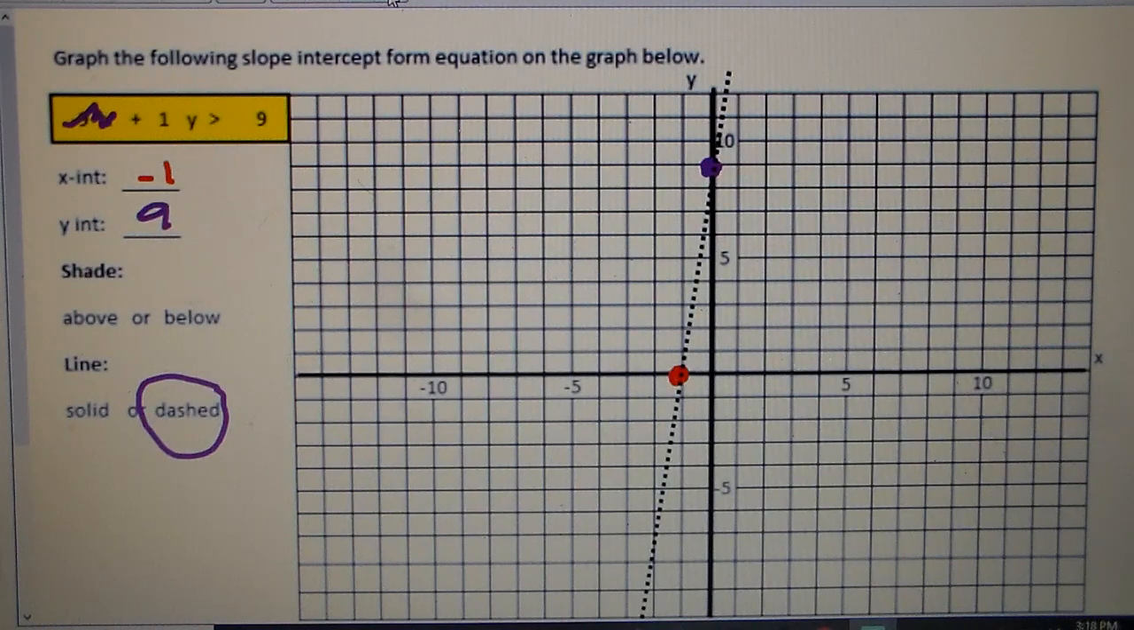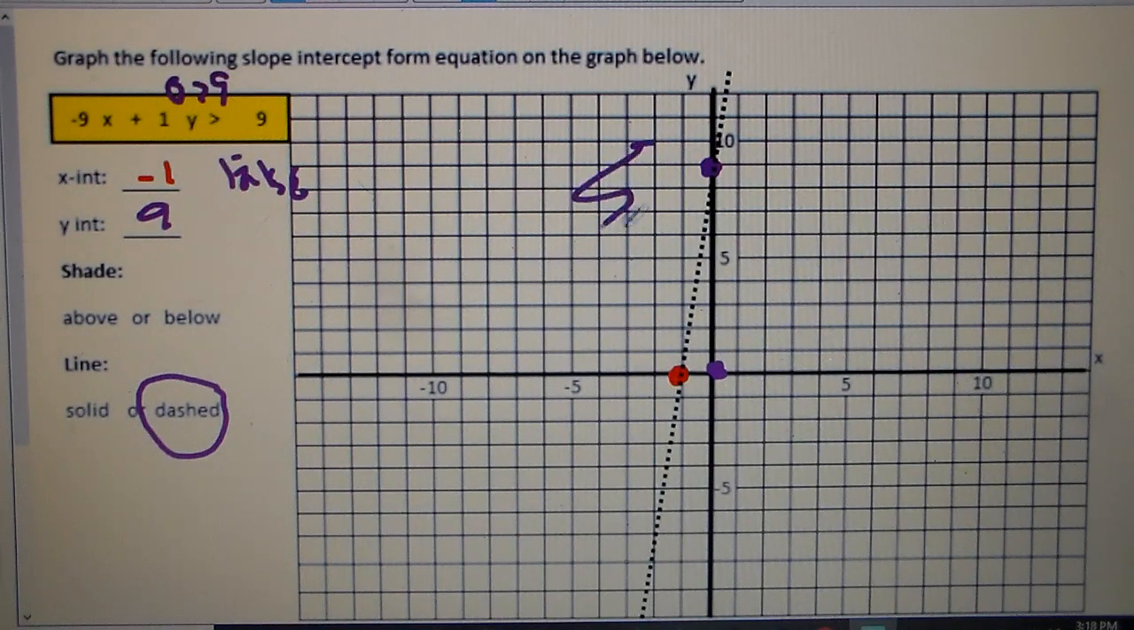Next, we're going to plug in 0 for both x and y. So negative 9 times 0 is 0, plus 1 times 0 is 0. So is 0 greater than 9? Well, that's false. We know that's not true. So that means this 0, 0 coordinate right here is on the false side.